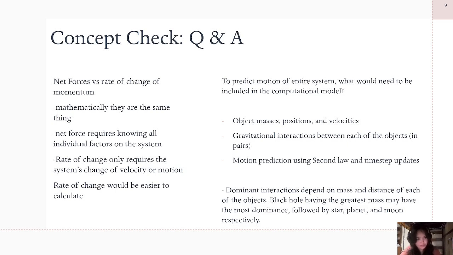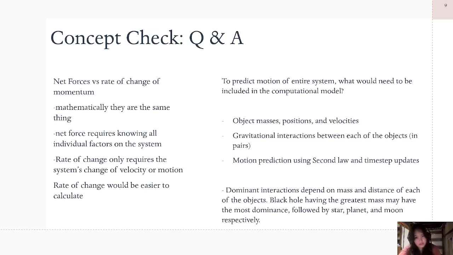Now the concept check and Q&A. One of the questions asked about the net force versus the rate of change of momentum. Mathematically, they are the same thing, but the net force requires you to know all the individual factors on the system. So you would need to know every individual net force interaction created. While the rate of change only requires the system's change in velocity, which is a lot easier to calculate and predict.